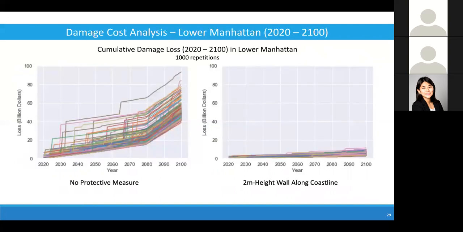And here's an example of damage cost analysis for Lower Manhattan, for 2020 to 2100. On the left side, we don't consider any protective measure, and on the right side we have a 2-meter height wall along the coastline. We see that the damage cost could go up to 90 billion from $40 billion without any protective measure, while with the 2-meter wall, the damage costs go down significantly, reduced by up to about $10 billion.